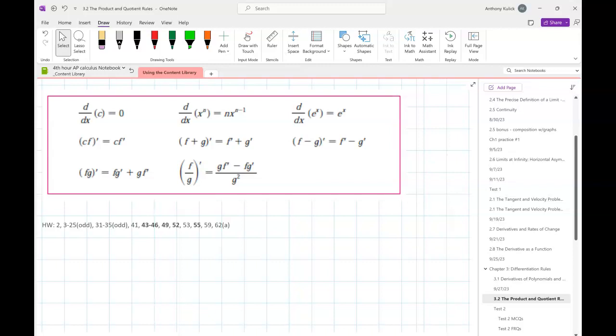How many questions is that? This right here, I didn't count them. It's kind of a lot because I have that 3 through 25 odd. But part of it is just that we need to practice using the product rule and the quotient rule. Those are just do the derivative, do the derivative, use the shortcut, use the shortcut. So they're not terribly long.